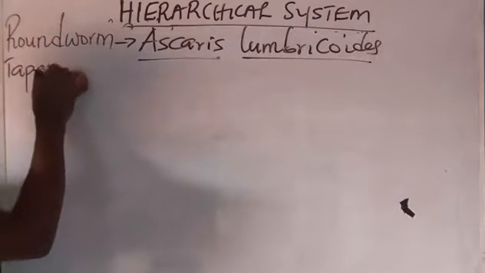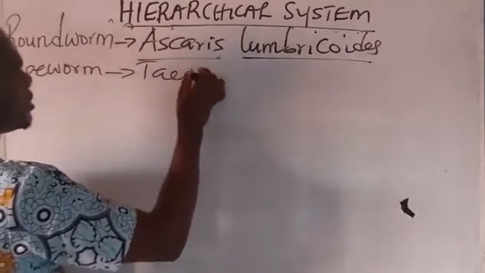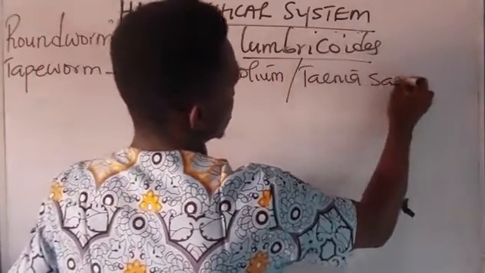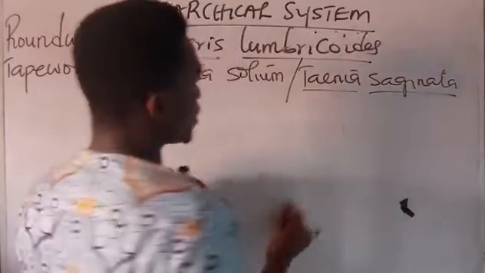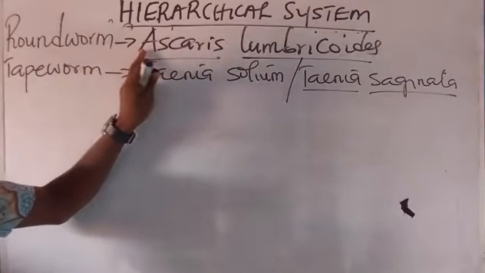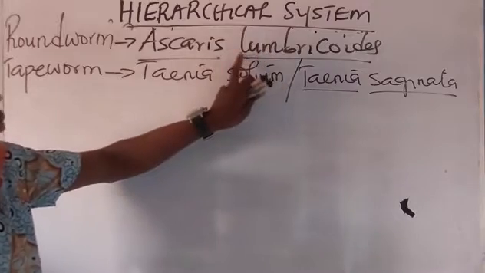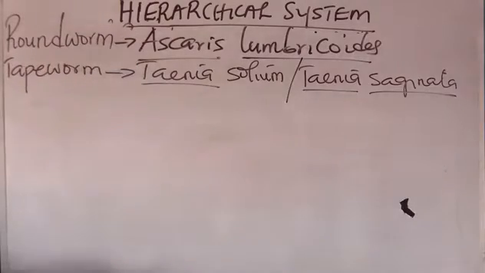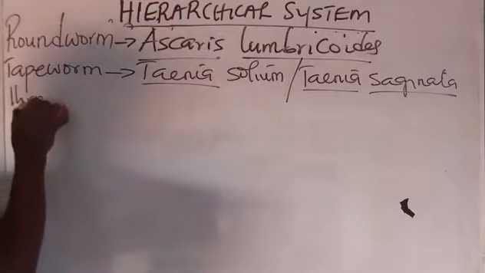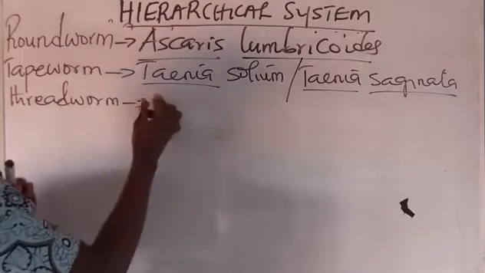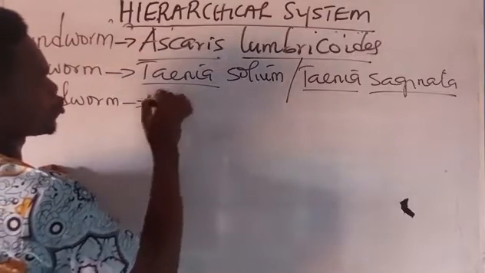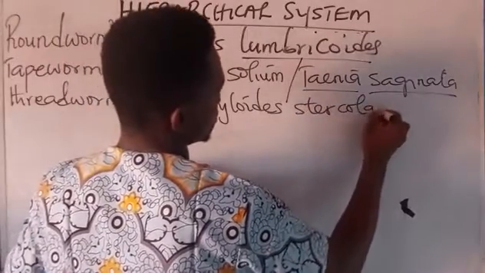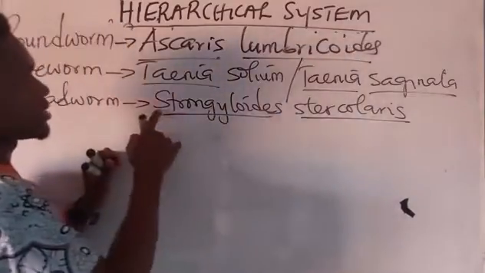You now have the tapeworm, or flatworm. You have Taenia solium, and you have another species, Taenia saginata. You must underline separately. The first, the general name, must begin with a capital letter, while the specific name must begin with a small letter. You also have the threadworm, Strongyloides stercoralis. See, capital letter, small letter.